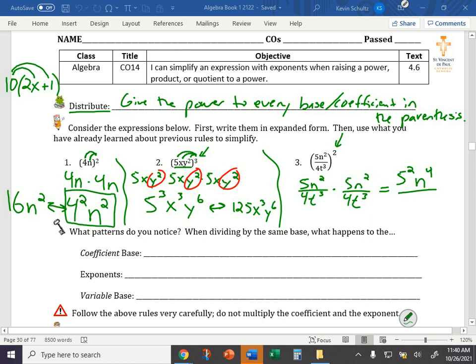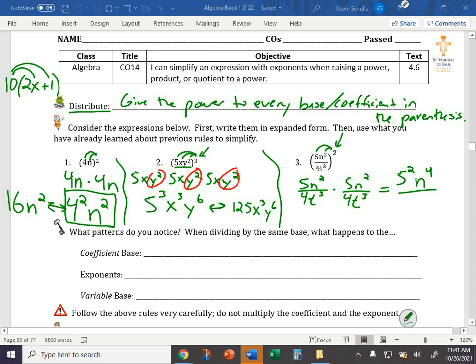If you look at just our numerator here, using this rule and distributing this power of 2, that's how we get our 5 squared. That coefficient there takes on the power. For our base of n, where we already have a power, like we did in the last one, we see that we can multiply them. 2 times 2 gives us 4. In expanded form, we can see where that comes from. We have an n squared times an n squared, that's a total of 4 n's.